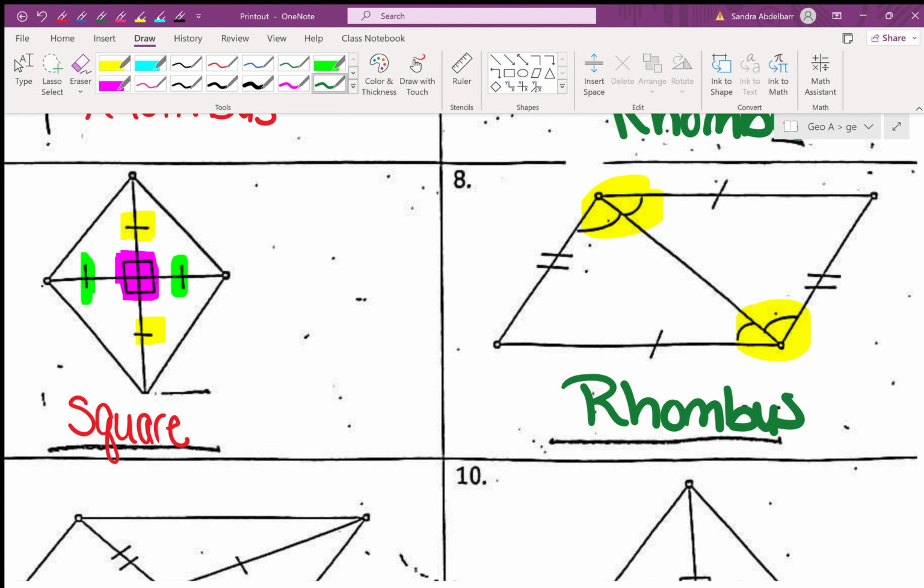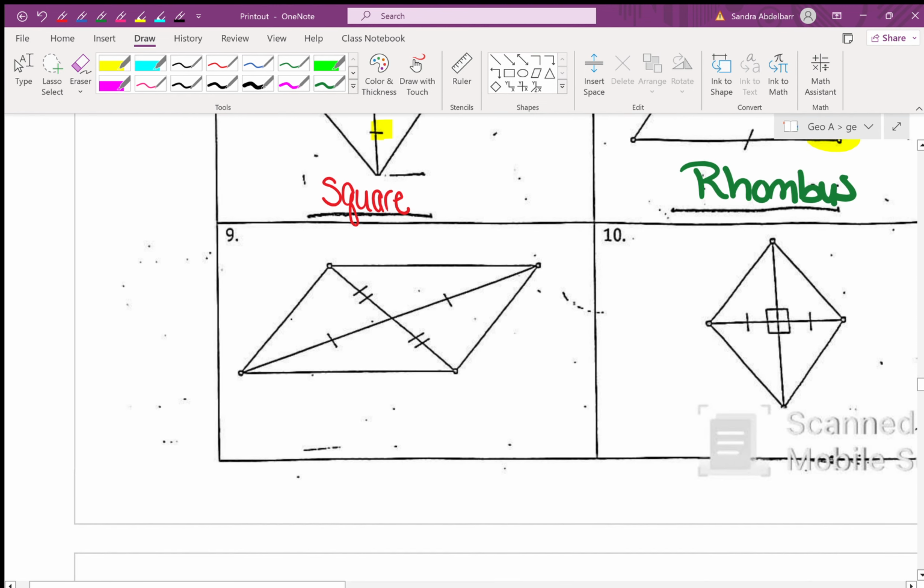All right, you all do 9 and 10 and then hold it up for me. Oh, 10's sneaky. I don't know if you'll be able to figure out 10, but try your best.